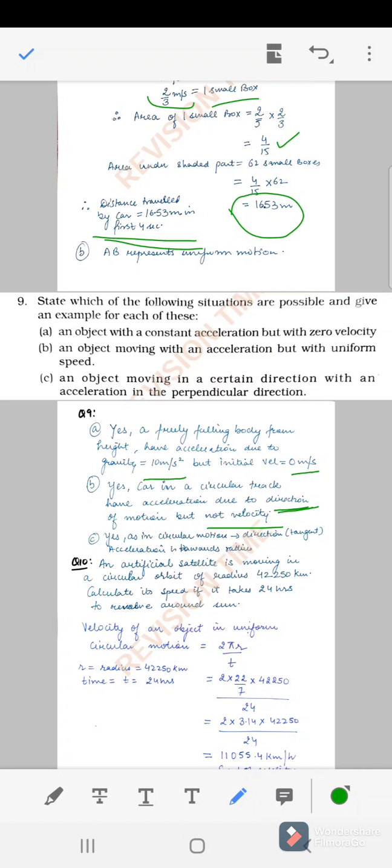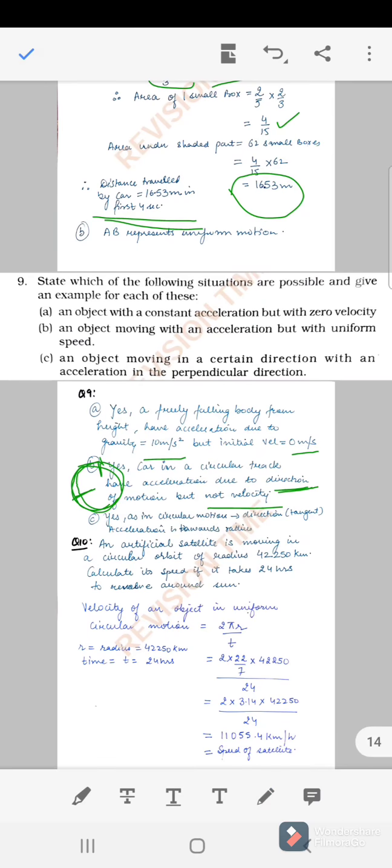C part, an object moving in a certain direction with an acceleration in the perpendicular direction. Yes, this is also possible. How? In a circular motion. For example, this is a circular track. A car is moving here, right? In this path. So the acceleration is towards the radius, which is nothing but perpendicular to the motion of the object, right?